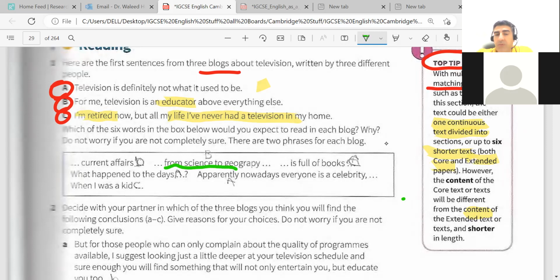Also, you can follow these subjects on television programs. Full of books. Which one, ya Khalid? Speaker A, B, or C? A. Television is definitely not what it used to be.